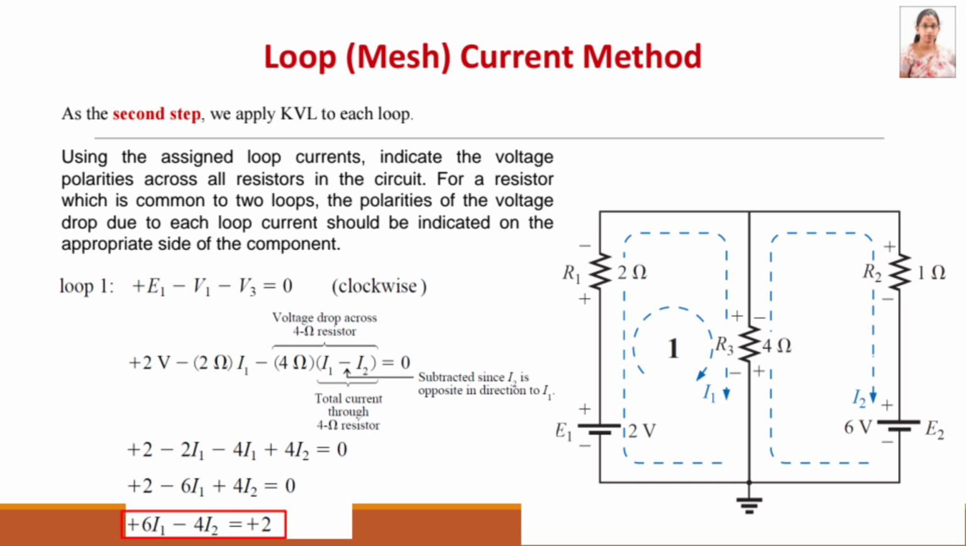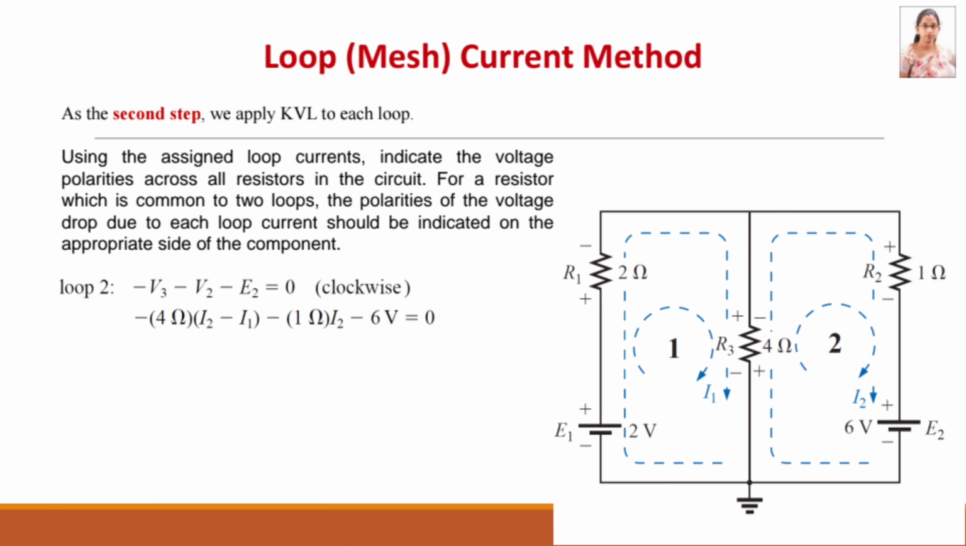E1 is plus 2 volt, V1 is the voltage across the resistor 2 ohm, and V3 is the voltage across the resistor R3, that is 4 ohm. So V1, the voltage across the 2 ohm resistor, is 2 into I1, since the current flowing through the resistor R1 is I1. The voltage drop across the 4 ohm resistor is 4 into I1 minus I2, since R3 is the branch common to both meshes, that is both loops. So total current through the resistor R3 is I1 minus I2. By solving this equation we get 6I1 minus 4I2 equal to 2.